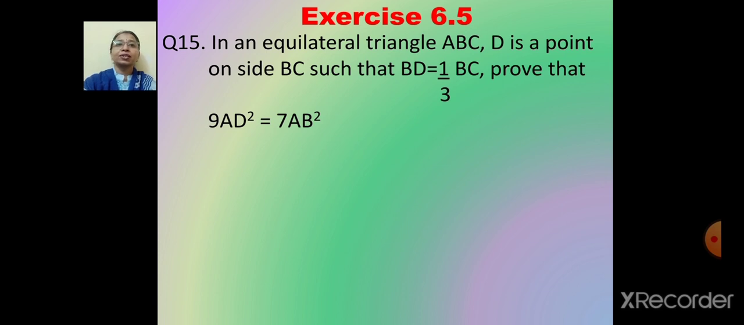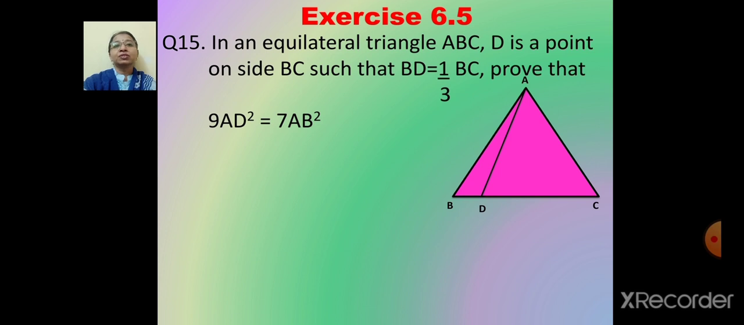So first of all, let us draw a diagram according to the given instructions. So this is the diagram in which ABC is an equilateral triangle. We have taken point D on side BC such that this BD is equal to 1/3 of BC. Right? This BD length is 1/3 of BC.